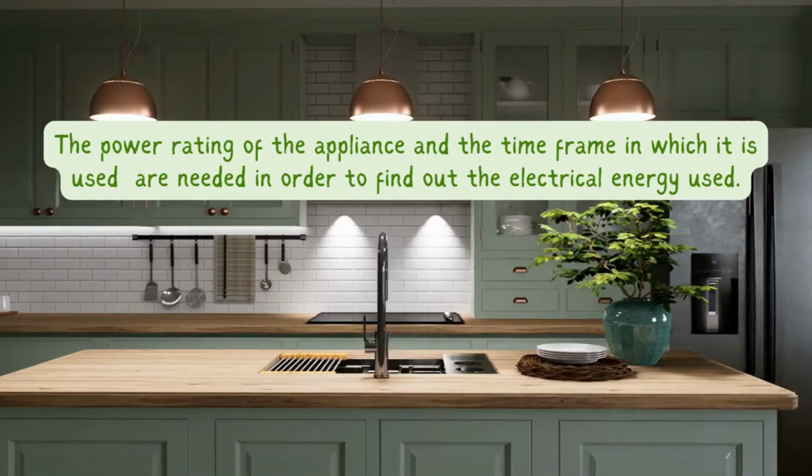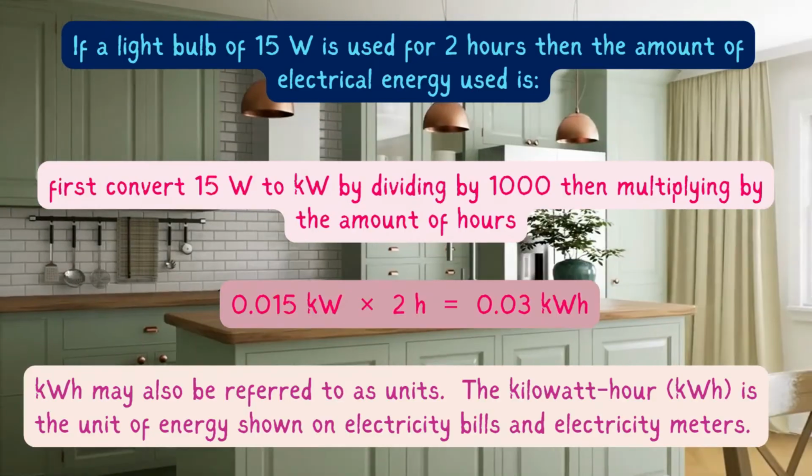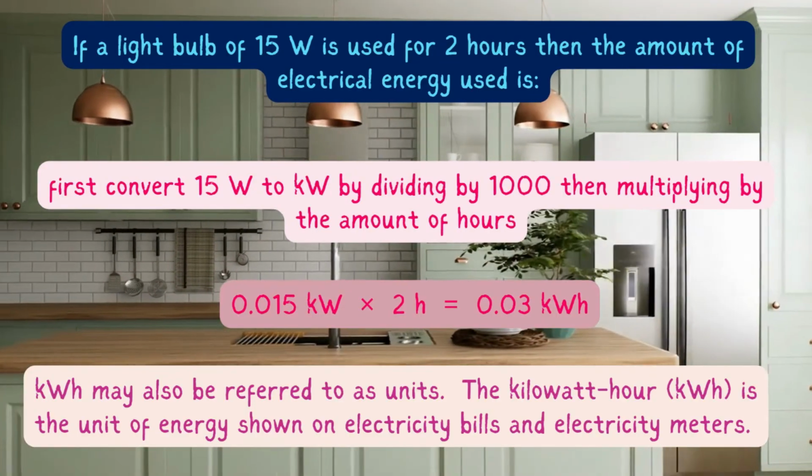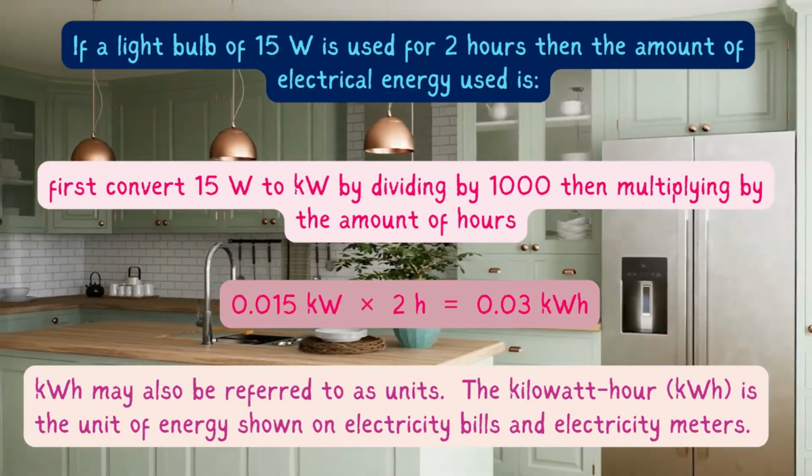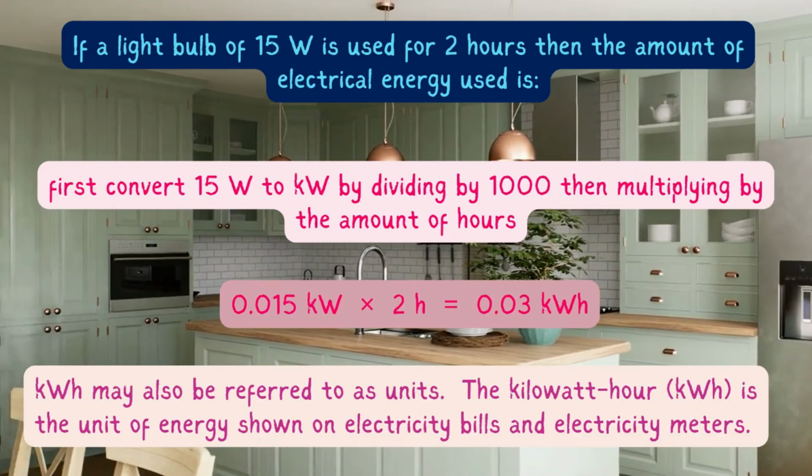The power rating of the appliance and the time frame in which it is used are needed in order to find out the electrical energy used. If a light bulb of 15 watts is used for 2 hours, then the amount of electrical energy used is: first, convert 15 watts to kilowatts by dividing by 1,000, then multiplying by the amount of hours. So we get 0.015 kilowatts multiplied by 2 hours to give us 0.03 kilowatt hours.